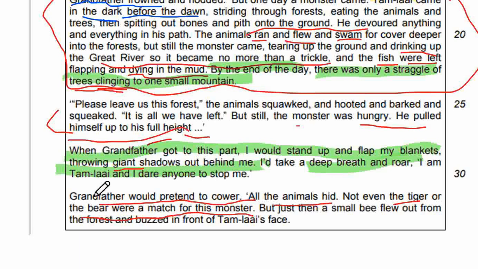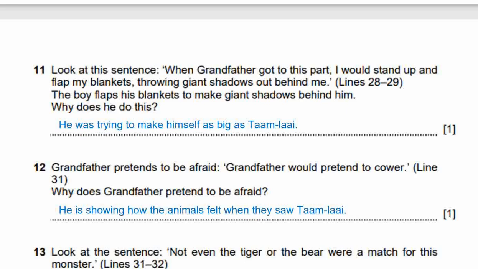So in here it's clear that grandfather pretends to be afraid and all the animals eat. It means grandfather is acting out the story, or he was pretending to be afraid of Tam Lai and all the animals are afraid. That will be the answer. So we type down grandfather pretends to be afraid. Why? So he is showing how the animals felt when they saw Tam Lai. They are all afraid. Next question 13.